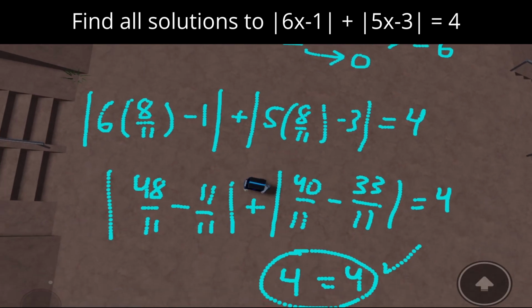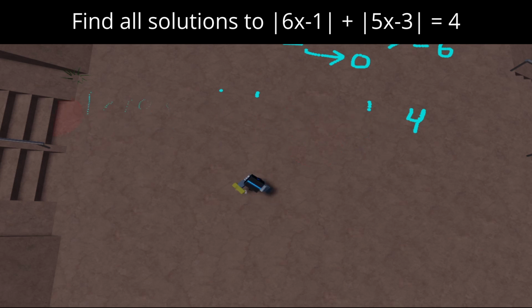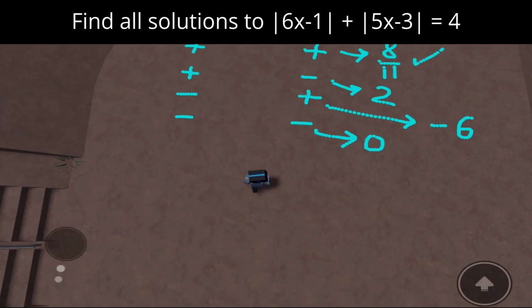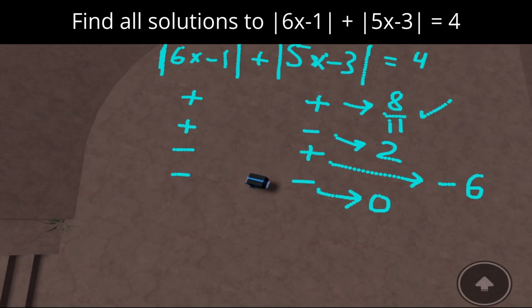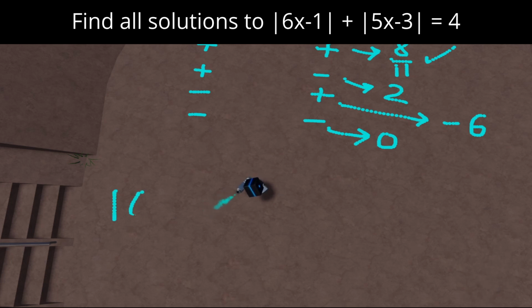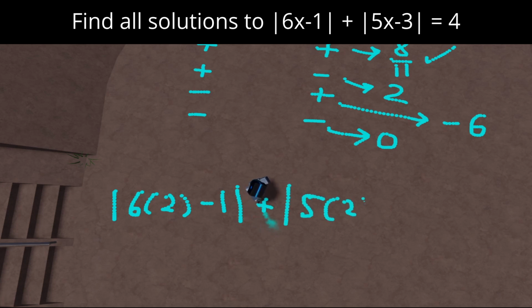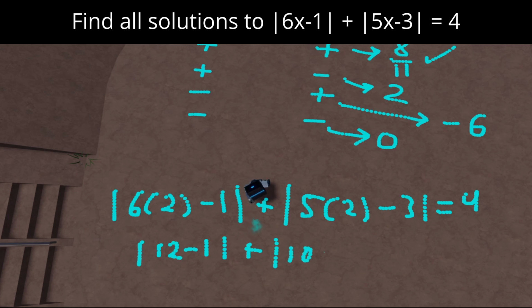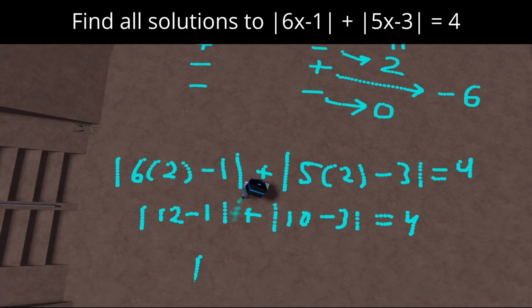Now let me just erase all this work down here so we can verify the next one, or see if it's false. The next one we need to verify is the solution x = 2. So let's do this. I'll have |6 times 2 - 1| + |5 times 2 - 3|. Is that equal to 4? So 6 times 2 is just 12 minus 1. And then 5 times 2 is just 10, and we have minus 3, equal to 4. So 12 minus 1 is 11. And then 10 minus 3 is just 7.